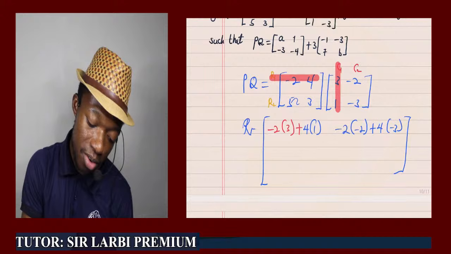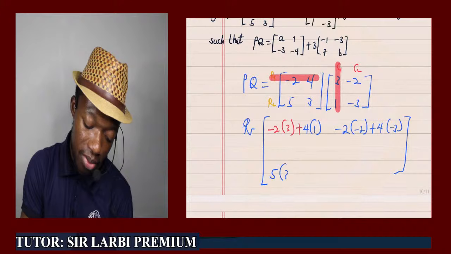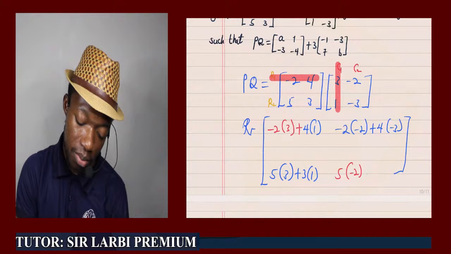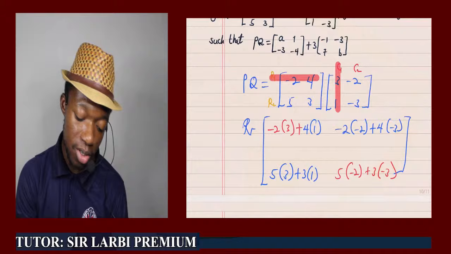So we have 5, 3 multiplying 3 and 1. So we have 5 multiplying 3 plus 3 multiplying 1. And the next thing you want to do is also have the same 5 multiplying negative 2, plus 3 multiplying negative 3. This is how we go by the multiplication approach. So let's see what we get.